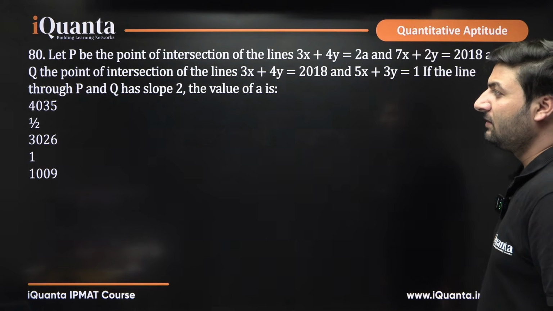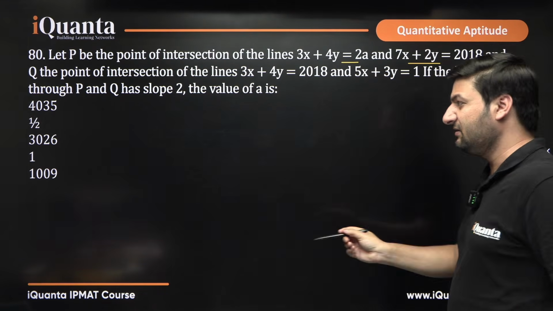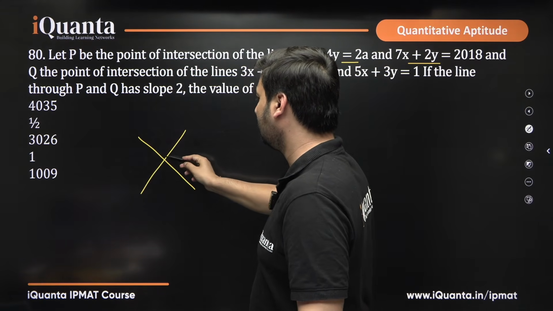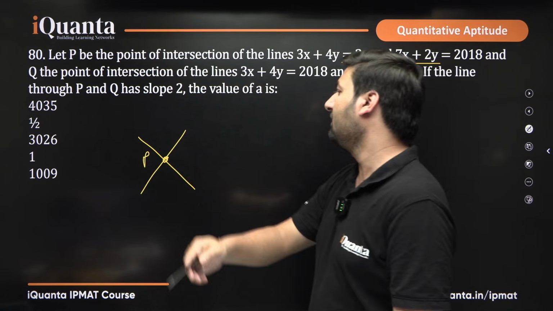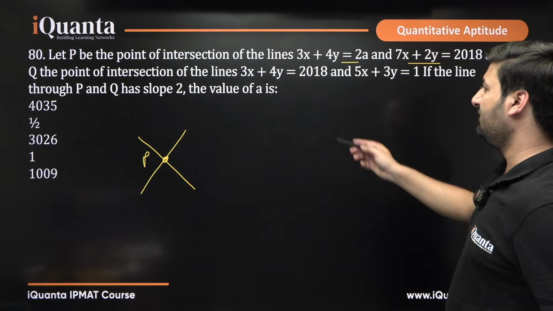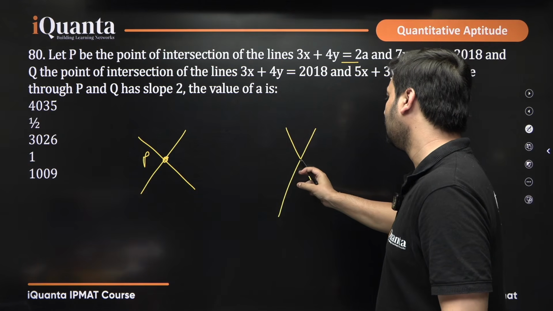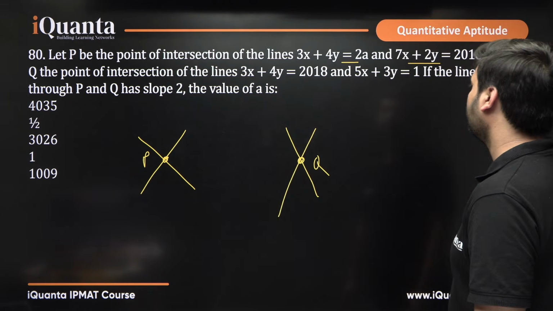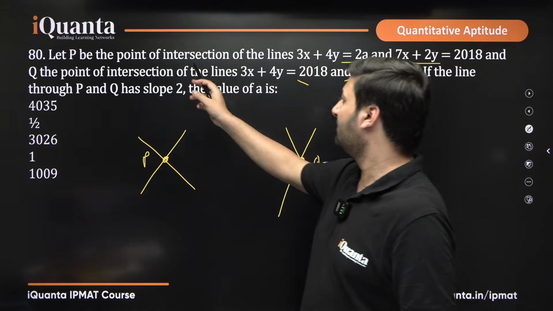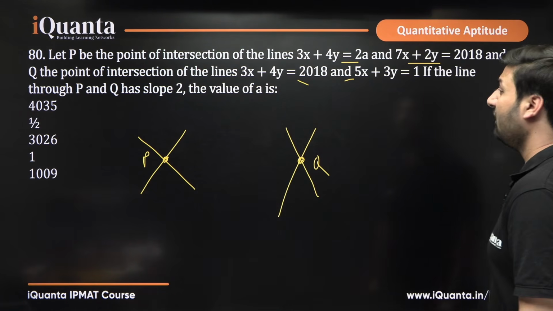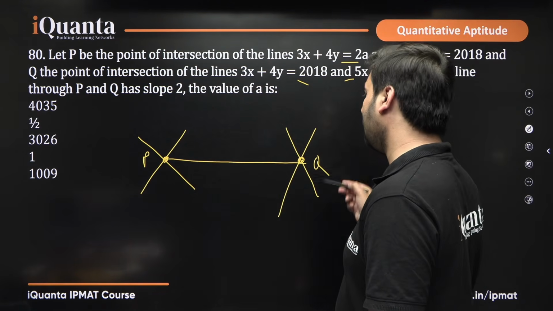Next question is, let P be the point of intersection of lines this and this. There are two straight lines, they will be intersecting, maybe something like this. This will be their point of intersection and this point is P. Q is the point of intersection of lines 3x plus 4y equal to 2018 and 5x plus 3y equal to this. So these are two lines which are intersecting and this will be Q. If the line through P and Q has slope 2, this is your line, it has a slope 2.